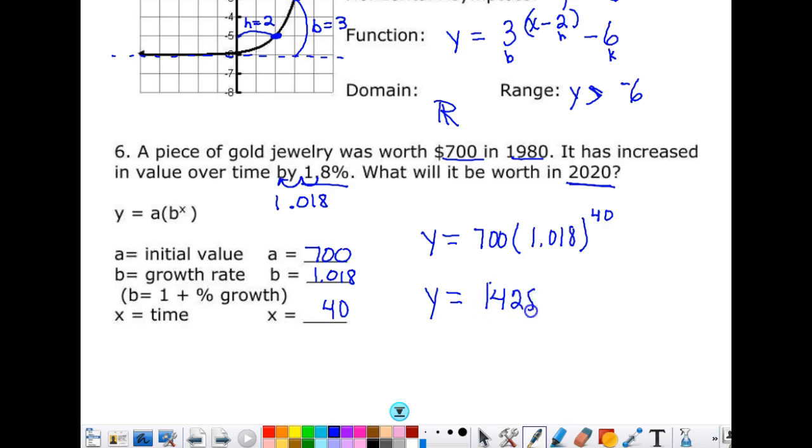1,428, and how many cents? We're talking money here. 90 cents, I think? 92 cents? Okay. I just had a 9 on my paper. I don't know why.